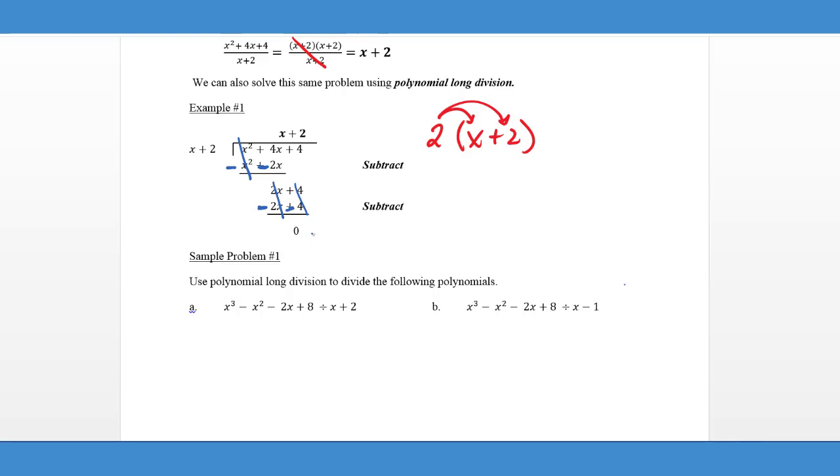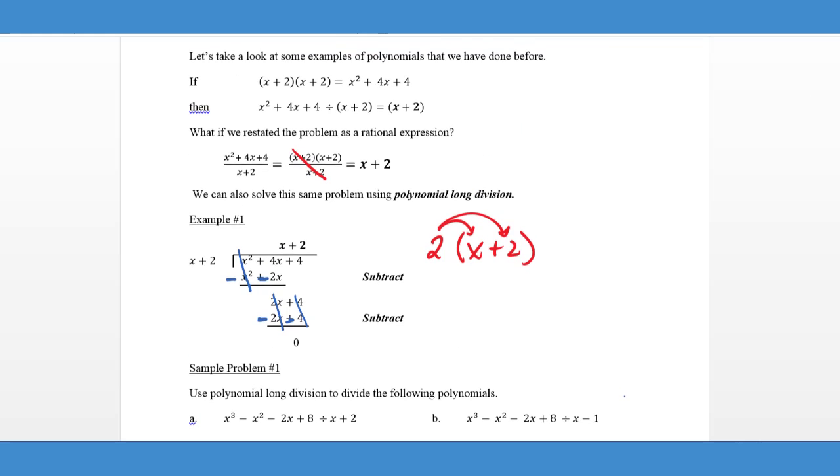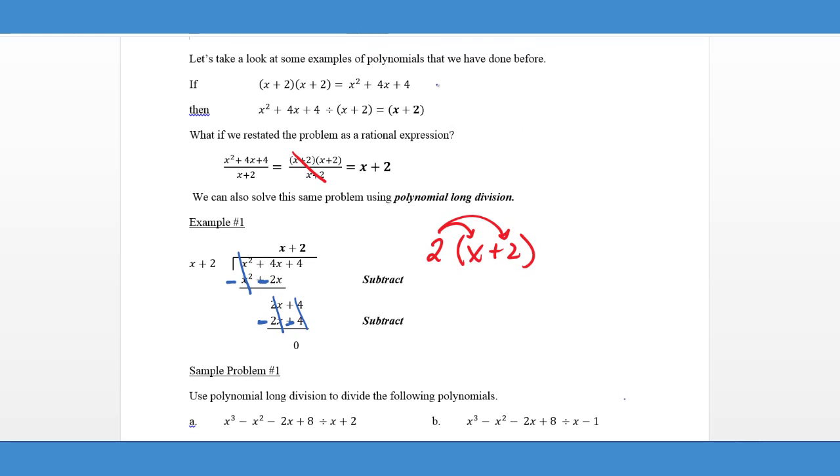Now what this is ultimately going to tell me with the remainder and factor theorems is that x plus 2 is a factor of x squared plus 4x plus 4, which we technically already knew from our understanding of factoring polynomials from previous lessons. But this is how we would find this out through polynomial long division.